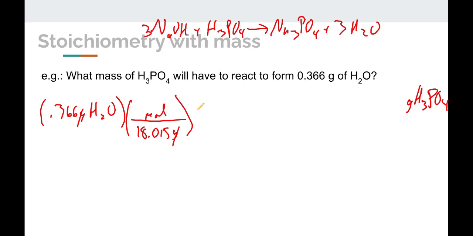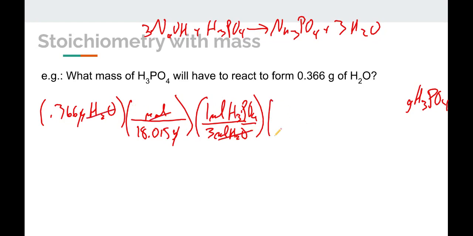Now we can do stoichiometry. There are 3 moles of water for every 1 mole of H3PO4 that reacted. So now moles of water have canceled, and then we can convert to grams. The molar mass of H3PO4 is 97.995 grams per mole. So moles are going to drop out, and we have just what we needed, grams of H3PO4 left for units. When you do the math, it's 0.664 grams of H3PO4.